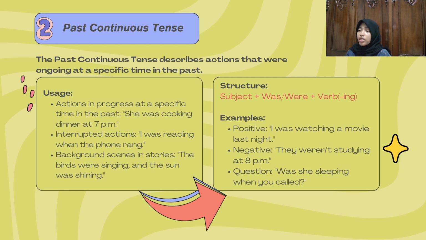The structure of past continuous tense is subject plus was or were plus verb ing. Examples, for positive sentence, we have I was watching a movie last night. And for negative sentence, we have they weren't studying at 8 p.m. And for question is was she sleeping when you called? Okay, next.